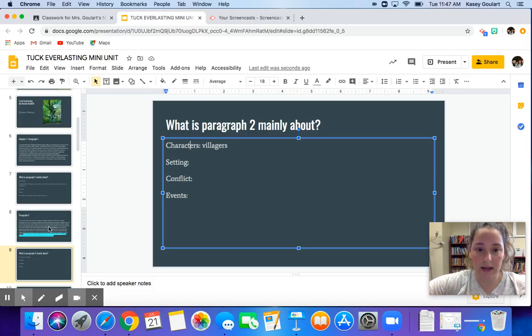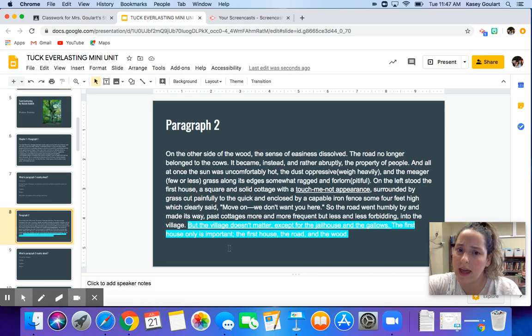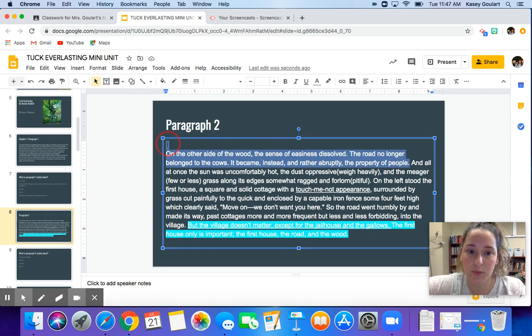Now, I'm going to flip back and forth, like I said before, to the previous chapter, or paragraph, I'm sorry. It said the road no longer belonged to the cows. It became instead and rather abruptly the property of people. And all at once, the sun was uncomfortably hot, the dust oppressive.